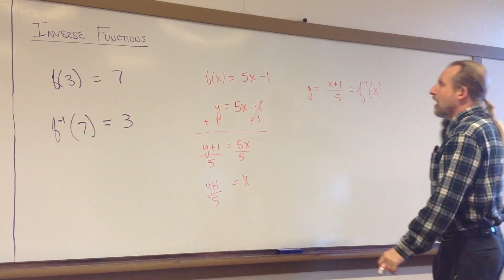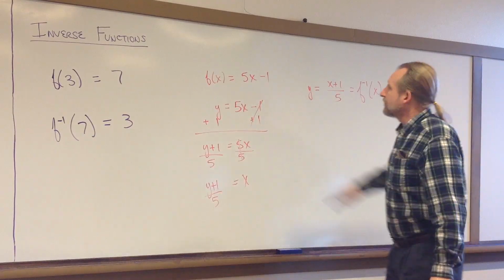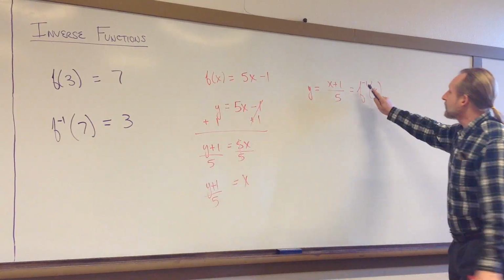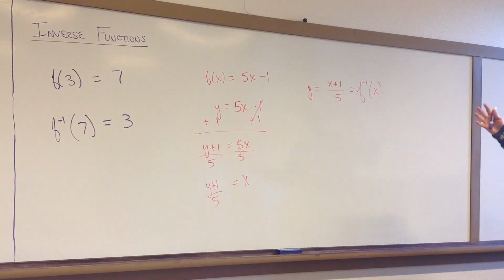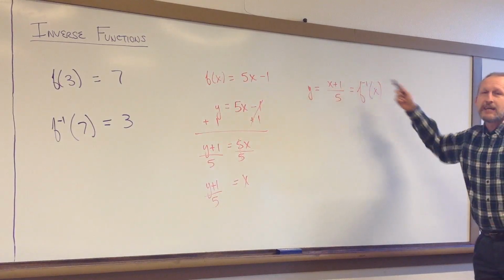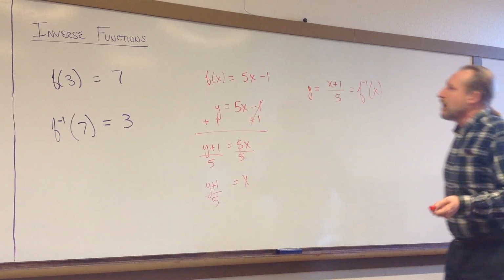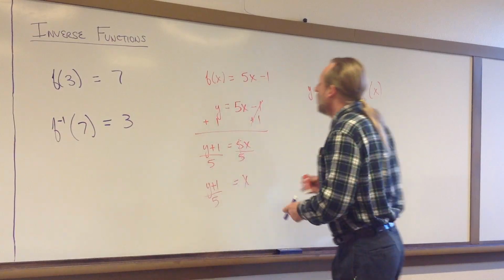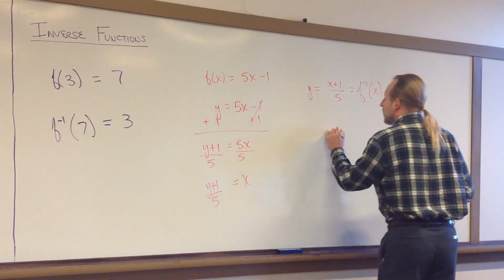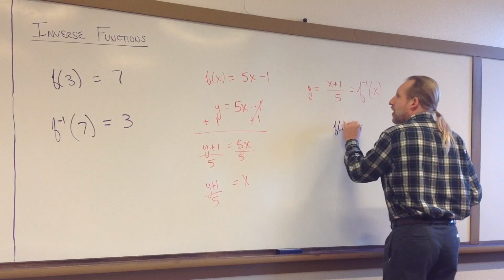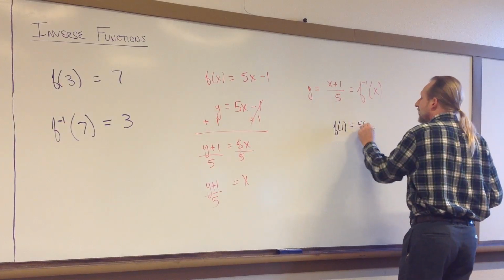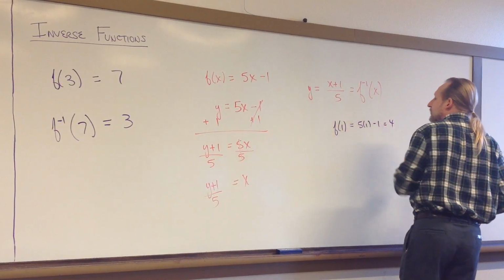Okay? So here's the original function f. Here's the inverse function f inverse. I don't want to say f to the negative 1 because it's not a power. It's not an exponent. It's an inverse function. Okay? So let's see. Is this true? F of 1 equals 5 times 1 minus 1. That should give us 4.